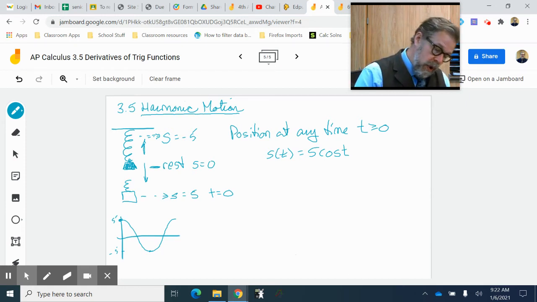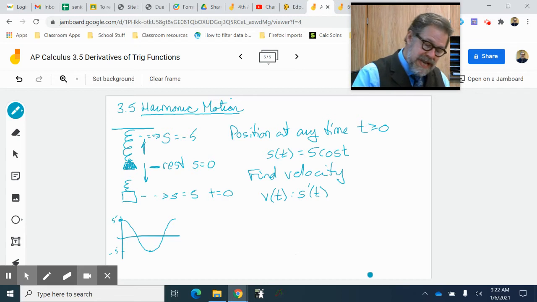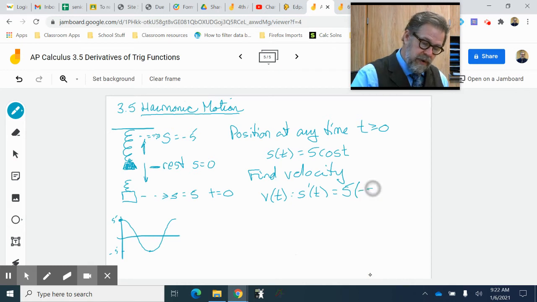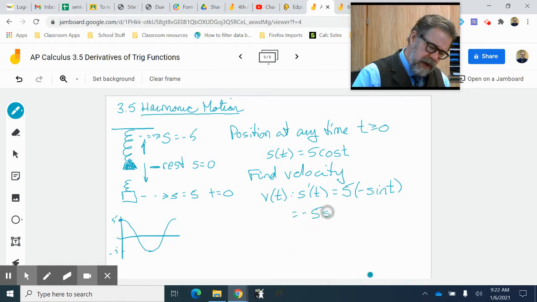So here's what we want to do. We want to find the velocity at time t. Well, we know that the velocity is equal to the derivative of position. We know that the constant multiplier rule says we can just leave the 5 out front, and the derivative of cosine is negative sine. So the velocity at any time t will be -5 sine of t.